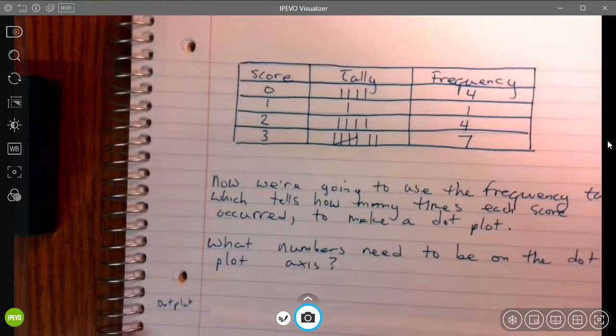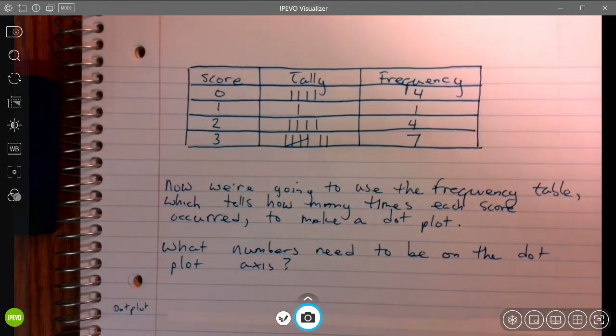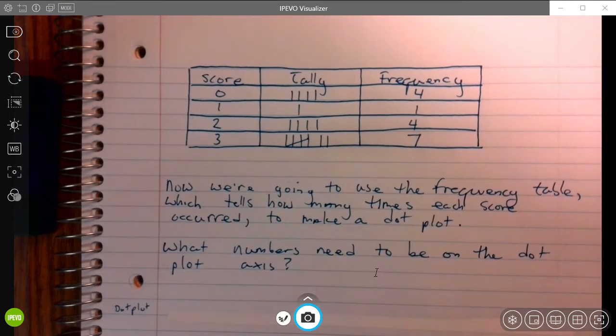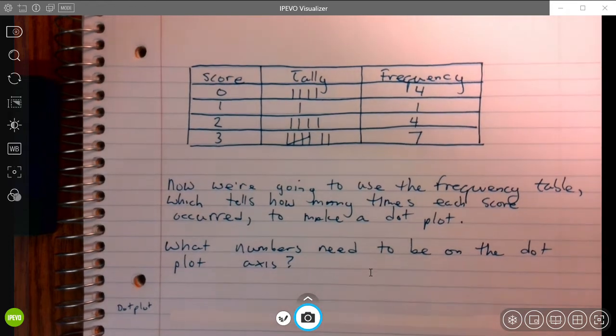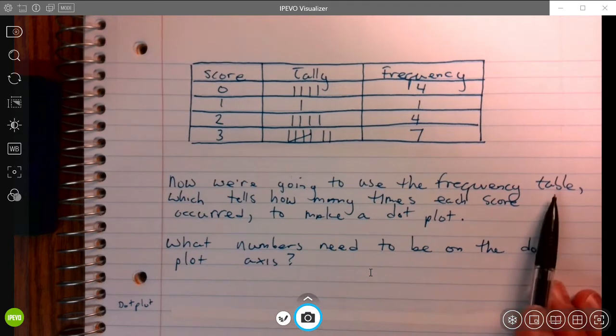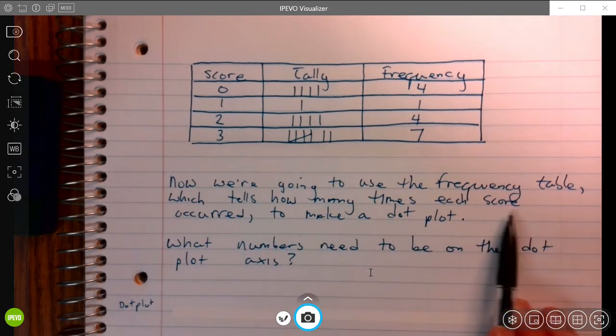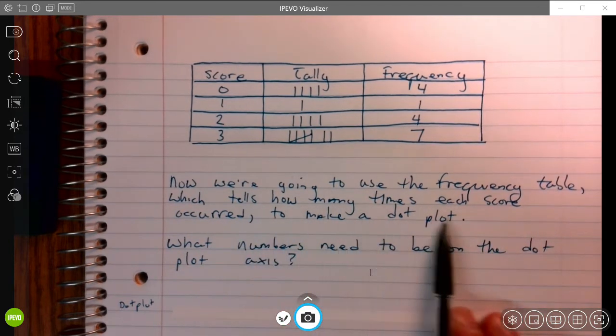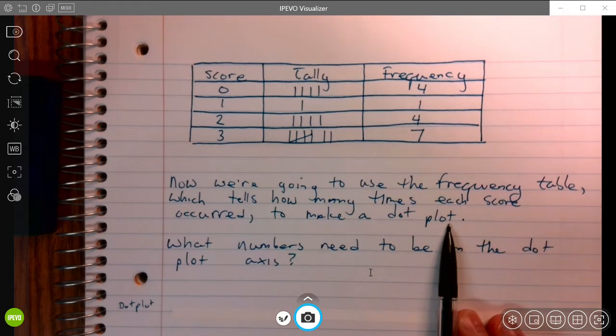So what I did is I copied our frequency table over onto this page, okay? And now we're going to use this frequency table, which tells us how many times each score occurred, to make a dot plot. Remember, we looked at a dot plot yesterday. You guys should hopefully remember what that looks like, all right?